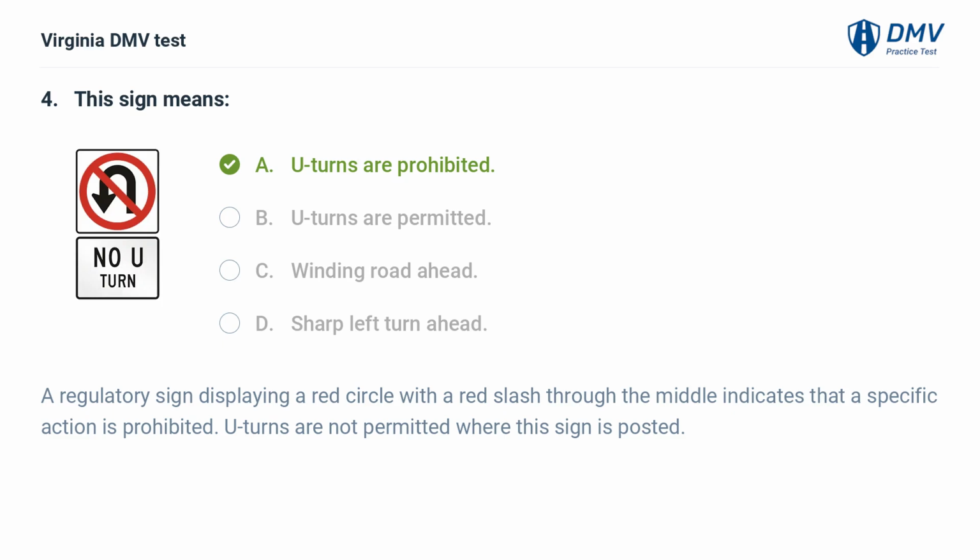A. U-turns are prohibited. A regulatory sign displaying a red circle with a red slash through the middle indicates that a specific action is prohibited. U-turns are not permitted where this sign is posted.